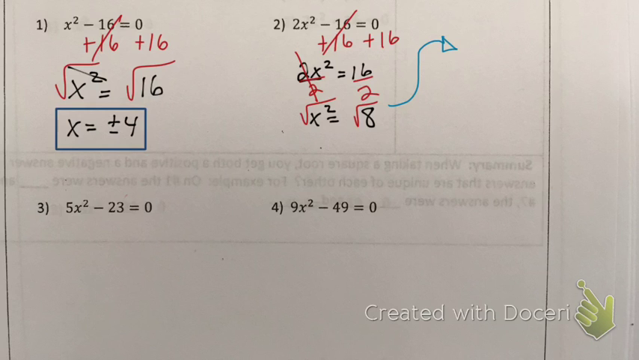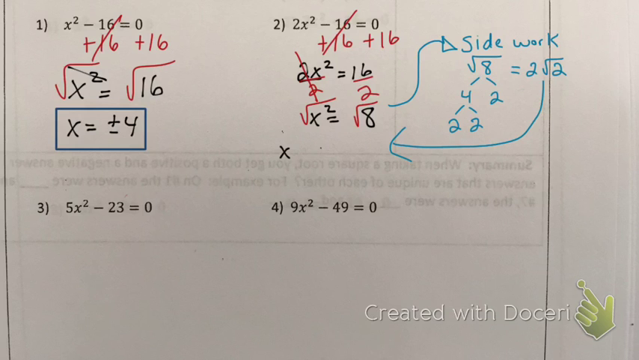So what we have to do with the square root of 8 is a little bit of side work. With our side work, we're going to reduce it. So 8 reduces to 4 and 2, 4 reduces to 2 and 2, and so our reduced radical would be 2 square root of 2. So we're going to plug that back in the equation and replace the square root of 8 with that. And so that's going to give us x is equal to 2 square root of 2. However, do not forget your plus and minus.